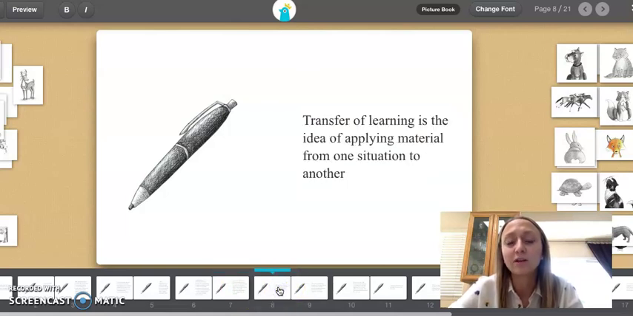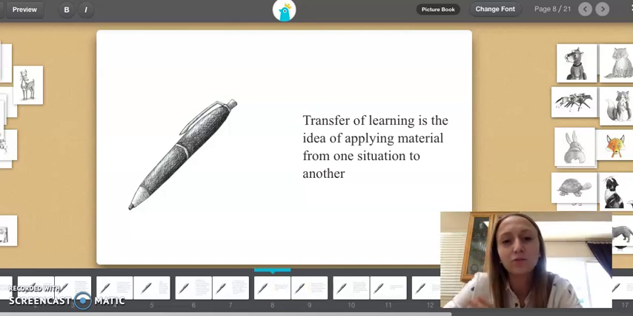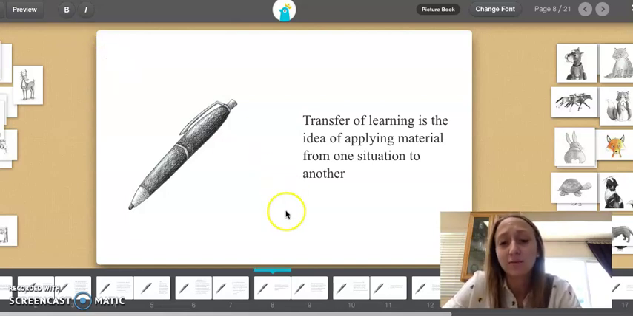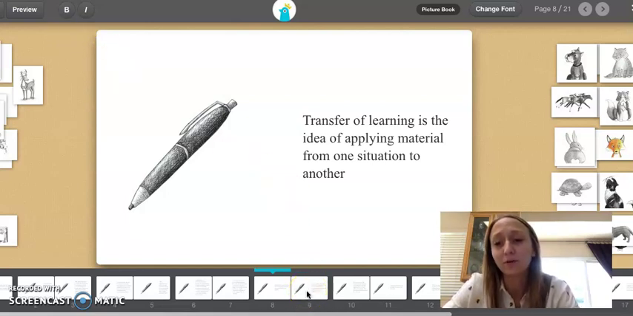So then on to transfer of learning, which is the idea of applying material from one situation to another. If students are able to apply what they know from one situation to another, it makes what they've learned a lot more useful and meaningful, and it shows that they have mastery over the material if they're able to apply knowledge from different situations.